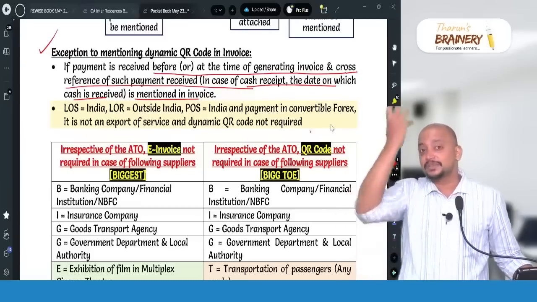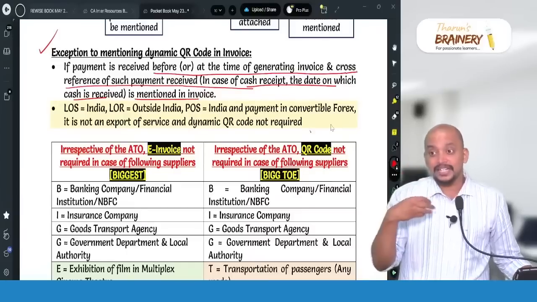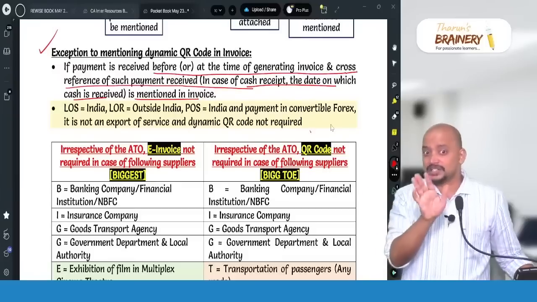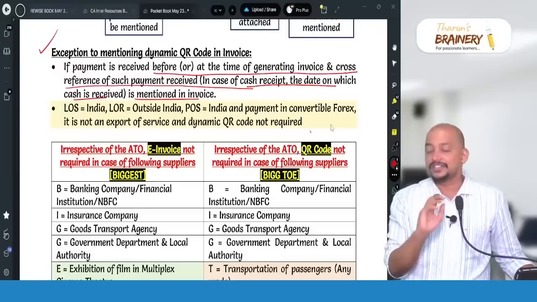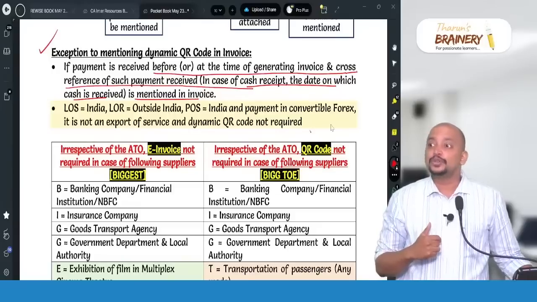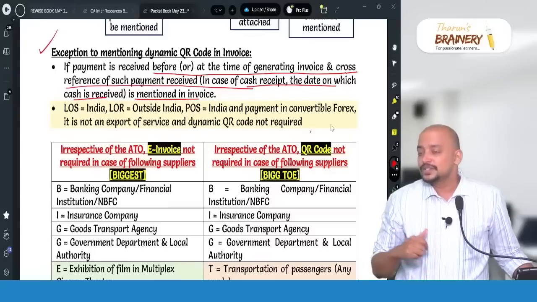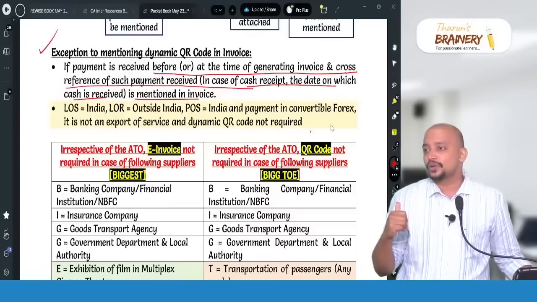What if our customer is located outside India? B2C. Our customer is located outside India, it is not export of goods or export of services, and he is remitting the money to us. Now, will UPI and all work there? No. So due to that reason, what they are saying is that a dynamic QR code is not required.